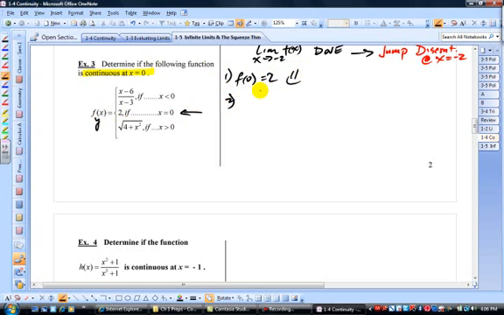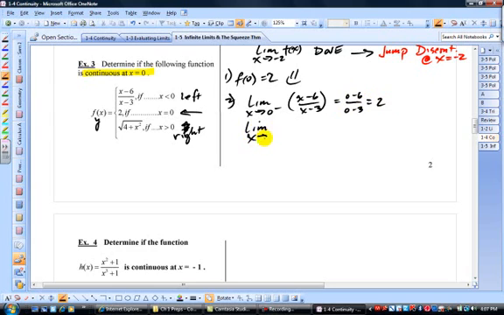Number 2, we have to figure out if the limit exists as x approaches 0. So as x approaches 0 from the left, you're here. This is from the left, and this is from the right. And we need to evaluate x minus 6 divided by x minus 3. Do that by direct substitution. 0 minus 6 divided by 0 minus 3, and that's 2.